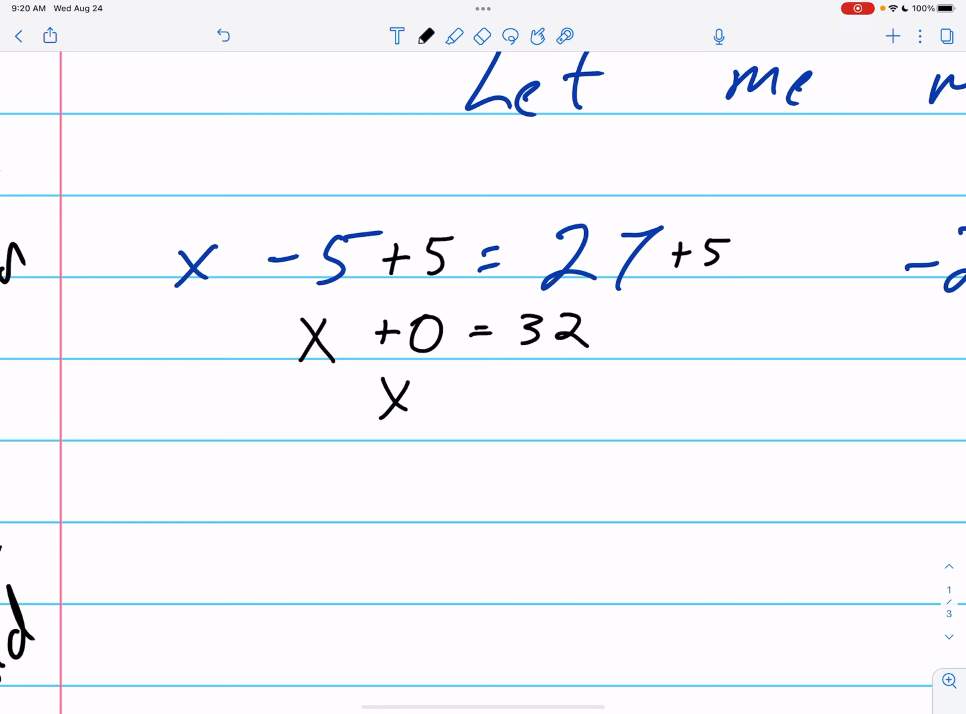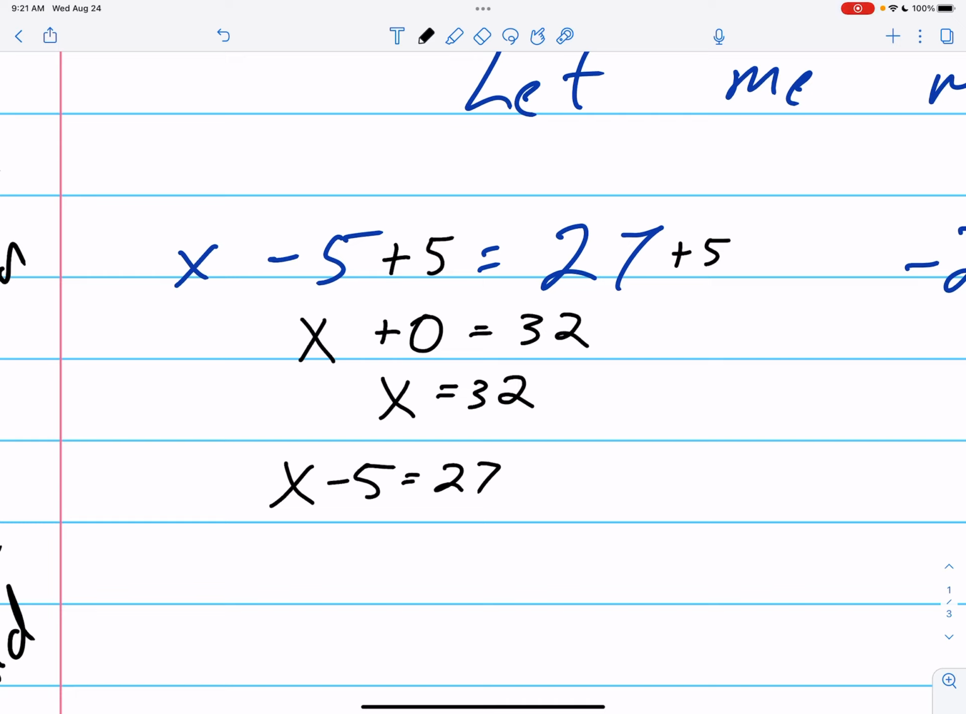And realizing that adding 0 does nothing because it's the additive identity, I realize that x has to be 32. But Mr. X, how do I know that it is 100% true? Well, number one, you maintained algebraic equivalence by adding or subtracting the same thing from both sides.